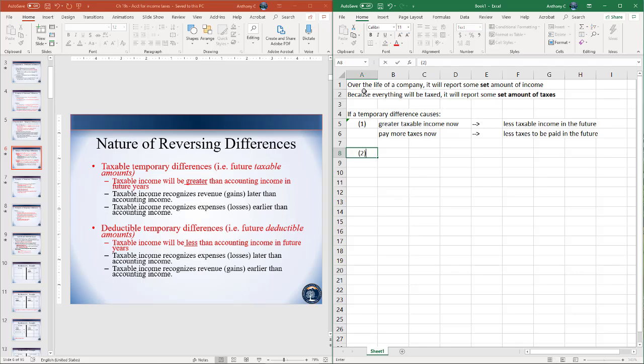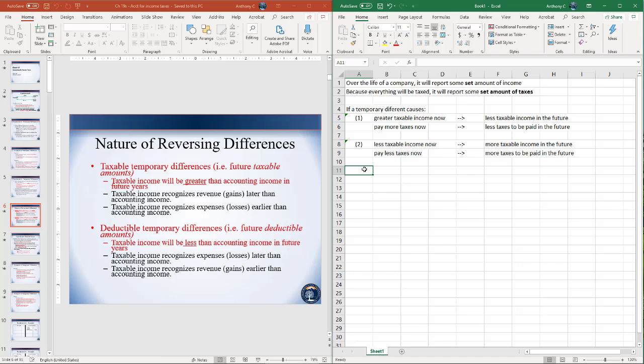We can just reverse that relationship around as well, and it will still hold true. So if we have less taxable income now, that means there'll be more taxable income in the future. Again, less taxable income now means we're going to pay less taxes now. But if we're paying less taxes now, and there's a set amount of taxes to be paid in total, that means we'll pay more taxes in the future. Another way to say this is whatever happens now needs to reverse at some point in the future.